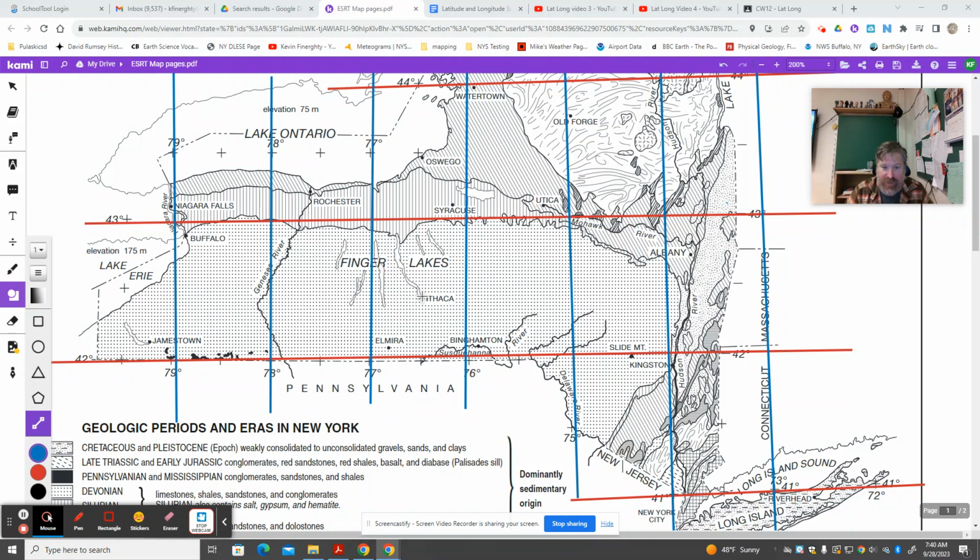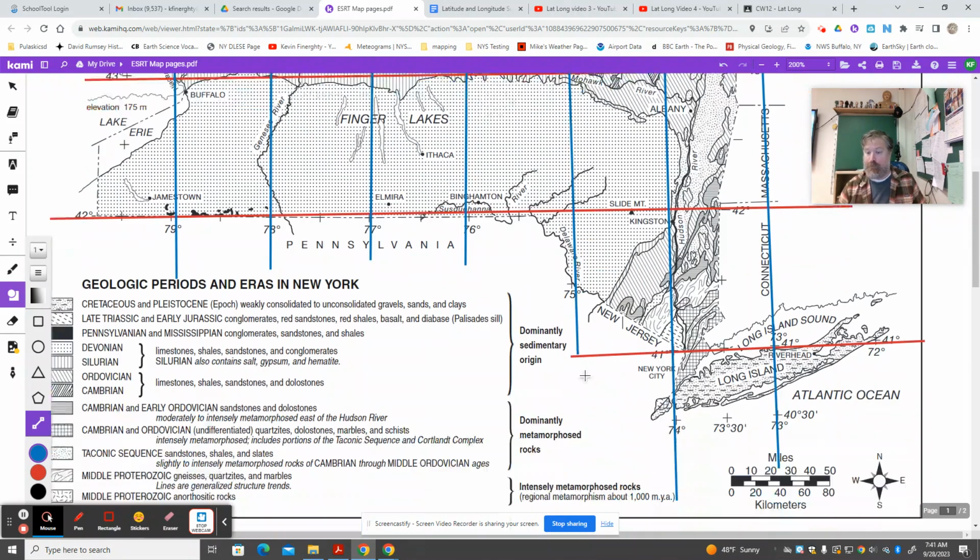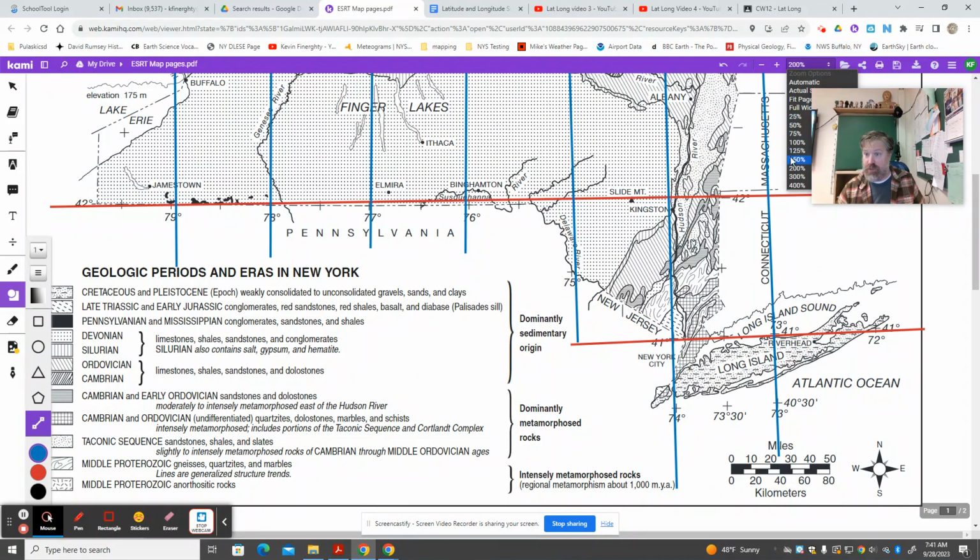So Ithaca, for example, looks like it's maybe not quite halfway, so maybe 42.4 degrees north and 76, it almost looks like it's right on there, so 76.5 degrees west. But that'll be it. I'll have you find a couple of those. It won't be too bad.